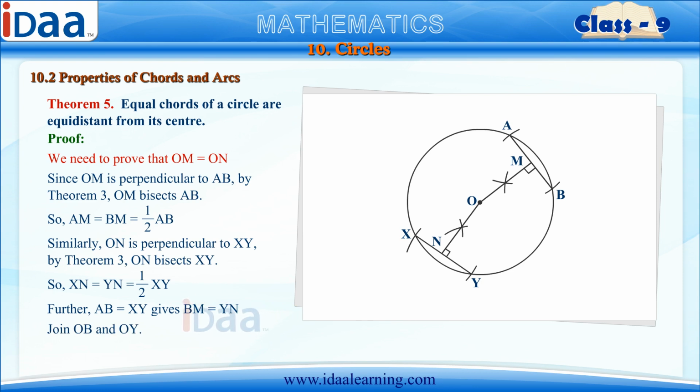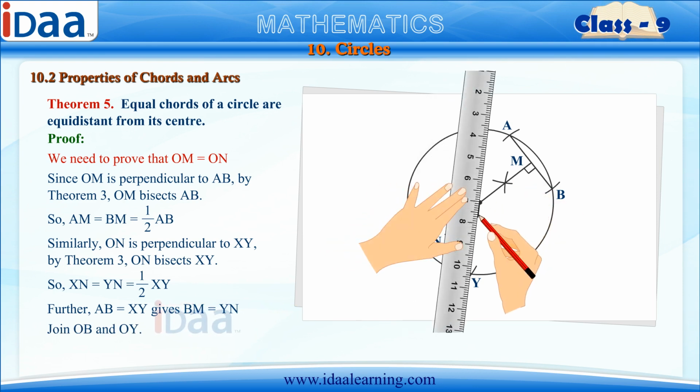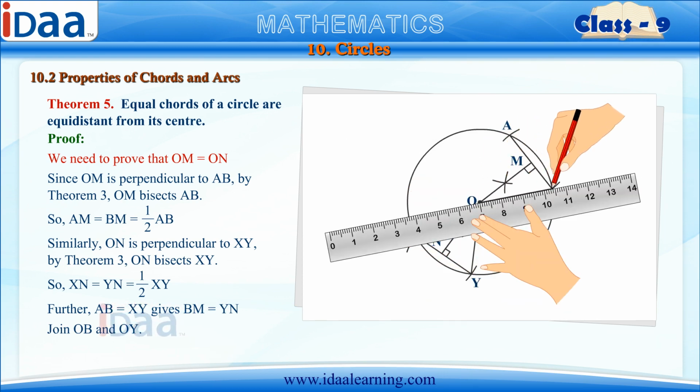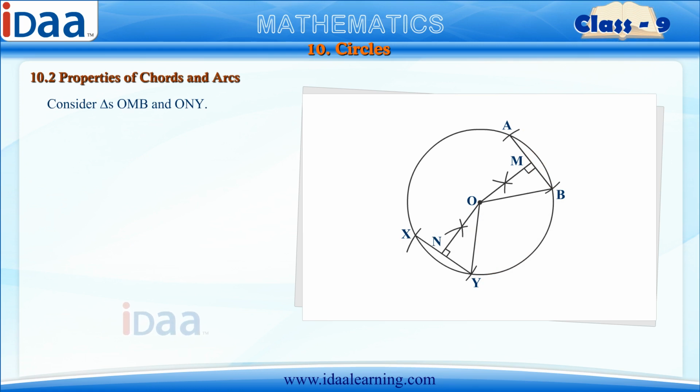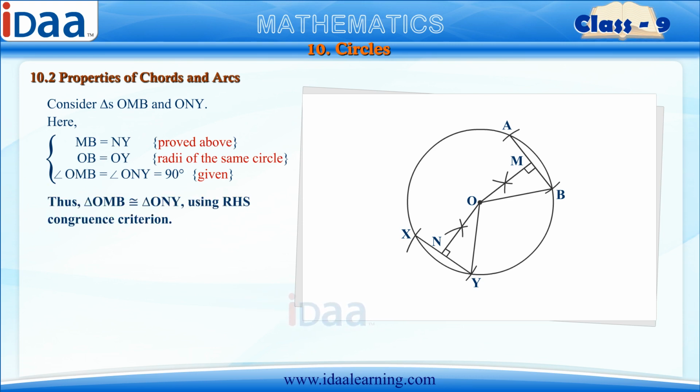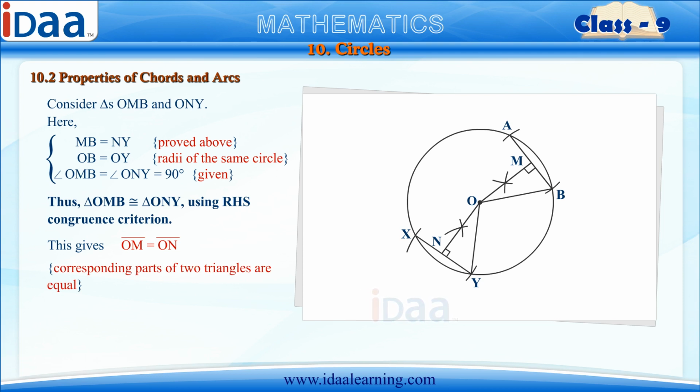Join OB and OY. Consider triangles OMB and ONY. These two triangles are congruent using RHS congruence criterion. This gives chord OM is equal to chord ON, as corresponding parts of two triangles are equal. The converse of this Theorem 5 is also true.